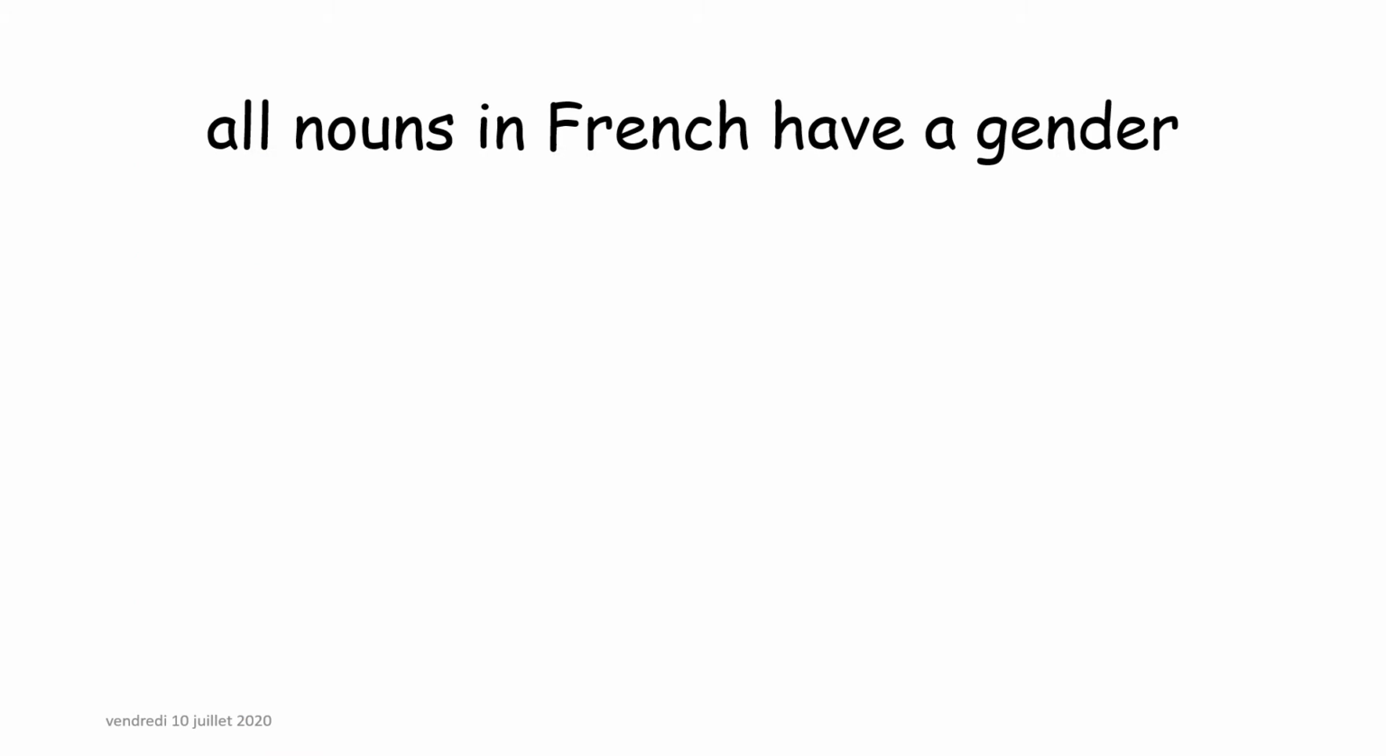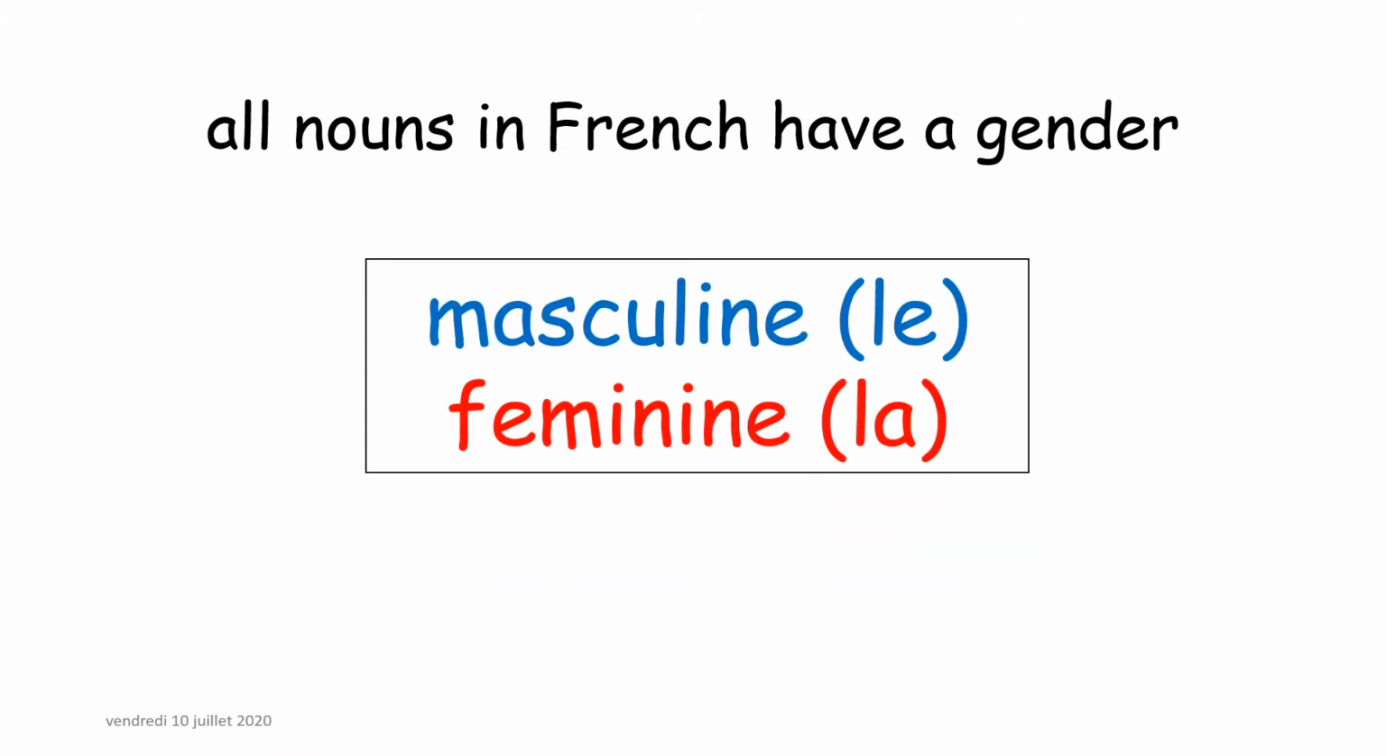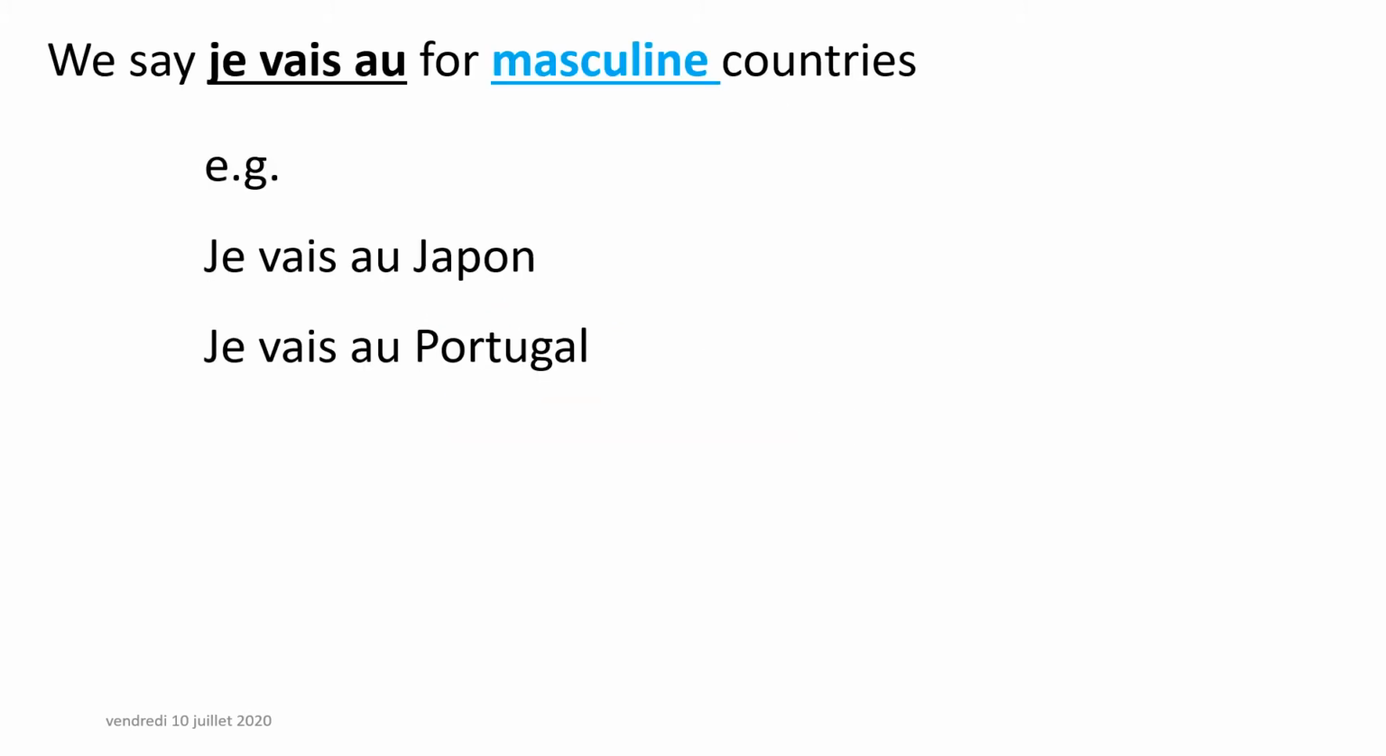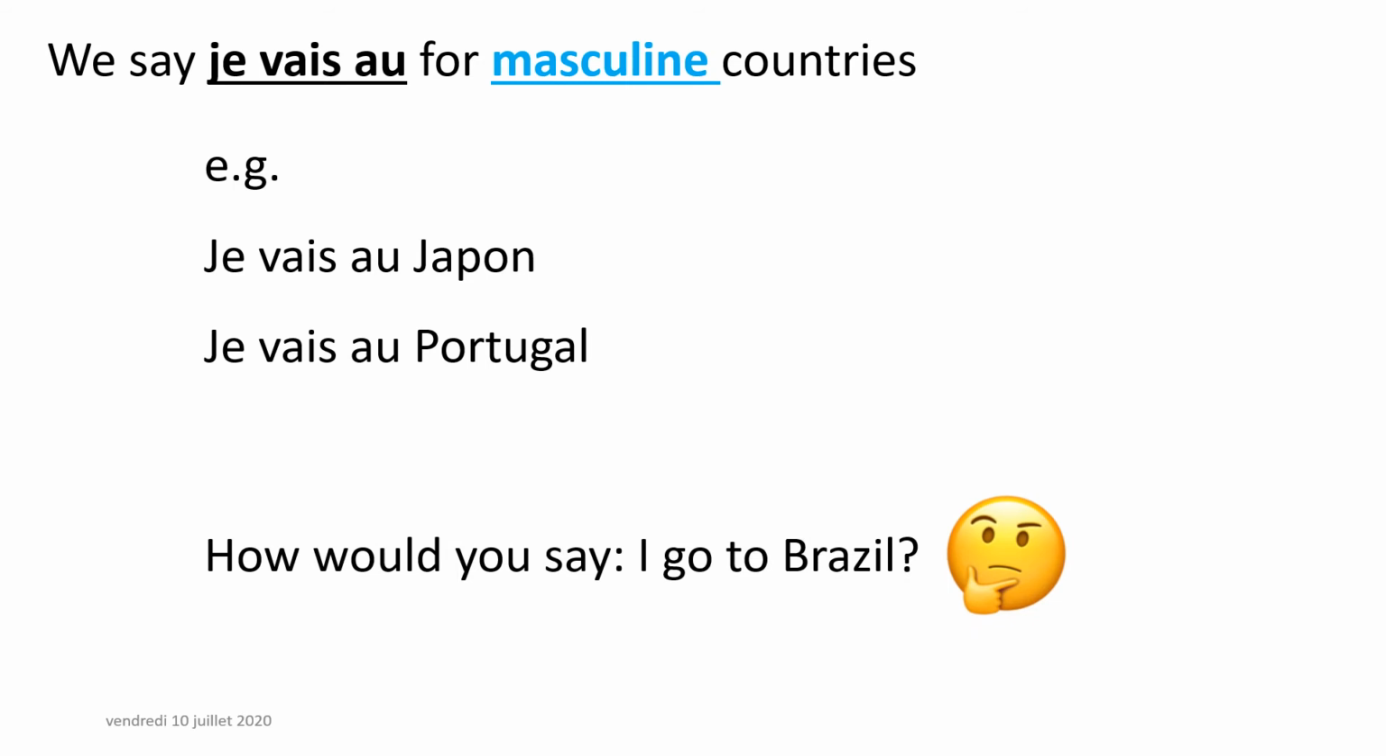All nouns in French have a gender, masculine le or feminine la. Most nouns for countries in French are feminine. We say je vais au for masculine countries, e.g. je vais au Japon, je vais au Portugal. How would you say I go to Brazil? Je vais au Brésil.